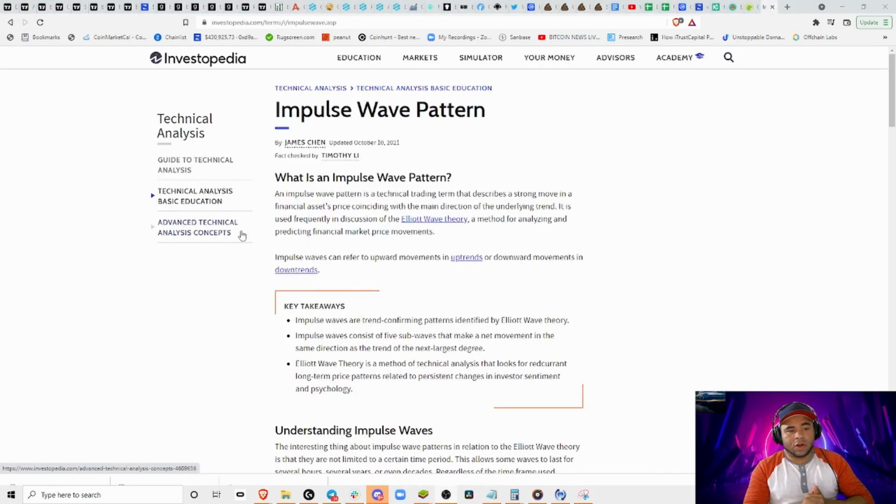Since we're going to talk about Elliott wave or impulse wave theory and pattern, we should probably understand what that is. So by definition, what is an impulse wave pattern? An impulse wave pattern is a technical trading term that describes a strong move in a financial asset's price coinciding with the main direction of the underlying trend. It is used frequently in the discussion of Elliott wave theory, a method for analyzing and predicting financial market price movements. Impulse waves can refer to upward movements in an uptrend or downward movements in a downtrend. Impulse waves are trend-confirming patterns identified by Elliott wave theory. So I would definitely take a look at that if you want to understand it more.